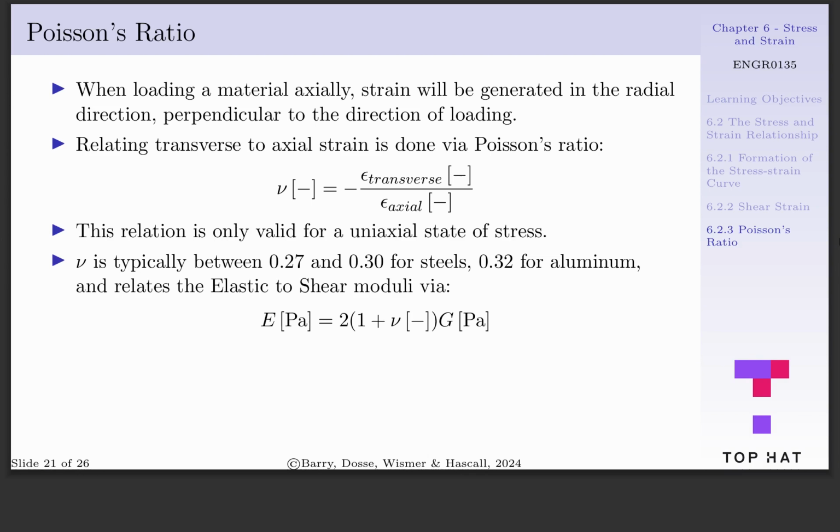Poisson's ratio can also be used to relate the elastic modulus to the shear modulus. The modulus of elasticity, E, is equal to 2 times the quantity 1 plus nu times the shear modulus.